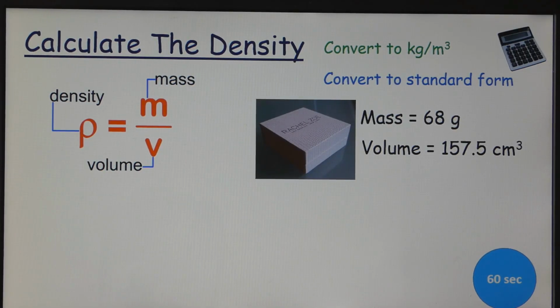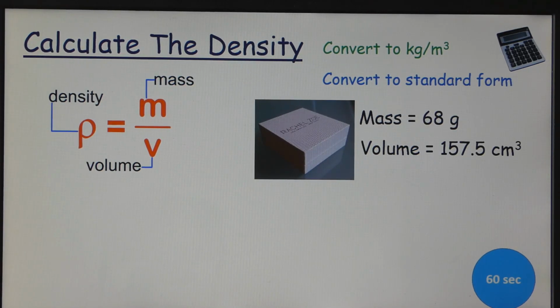You're going to use the density equation to do 3 things. Firstly, calculate the density simply in grams per centimetres cubed. And then the green task there, convert it into kilograms per metre cubed, and then to challenge yourself further, you can convert your answer to standard form. 60-second task.